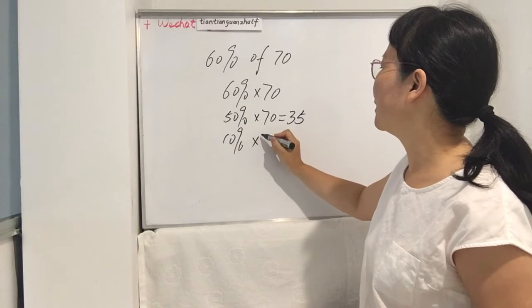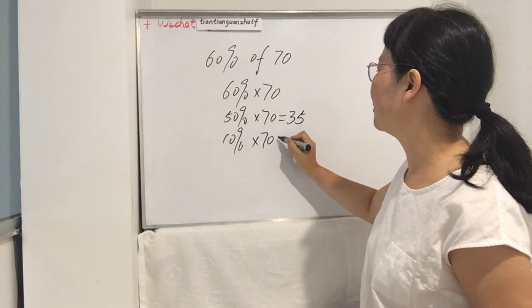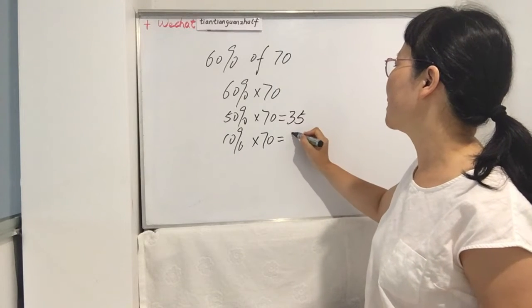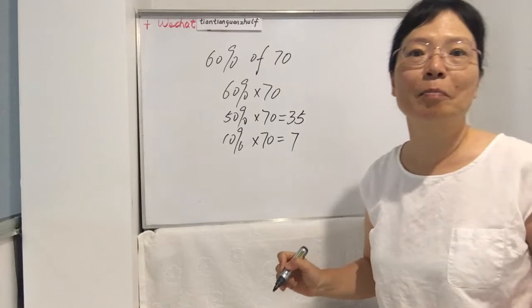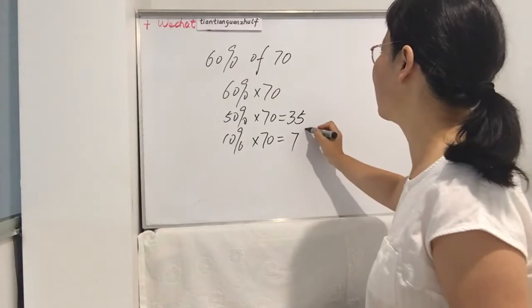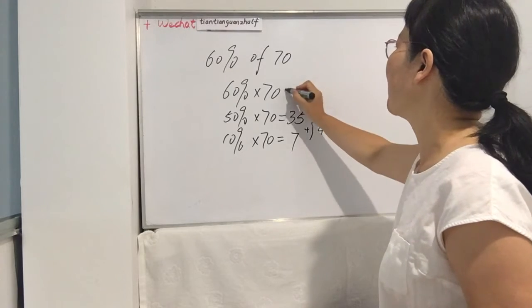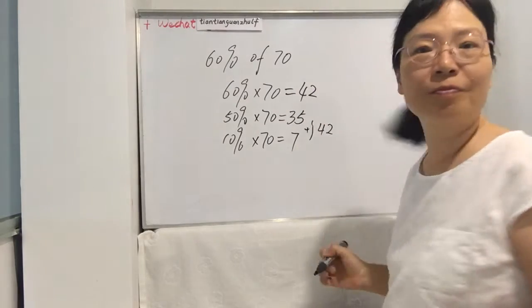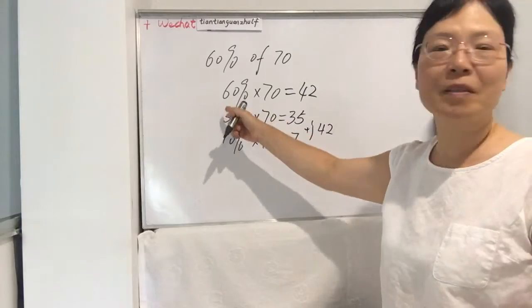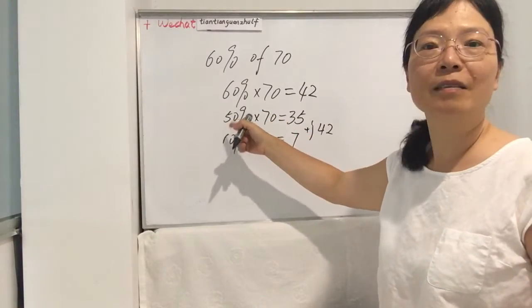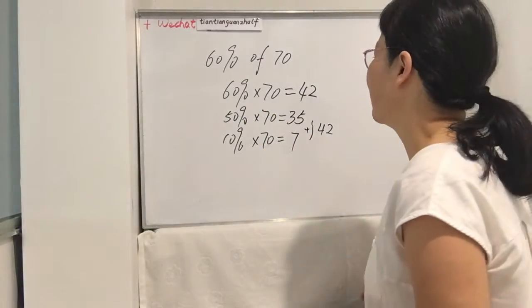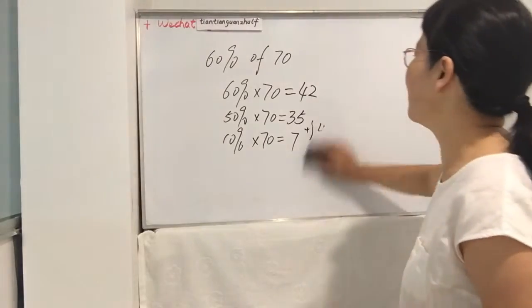And 10% of 70 is 7. And 35 plus 7 together is 42. So the answer is 42, because 60% you make it 50% plus 10%. Now let's work another example.